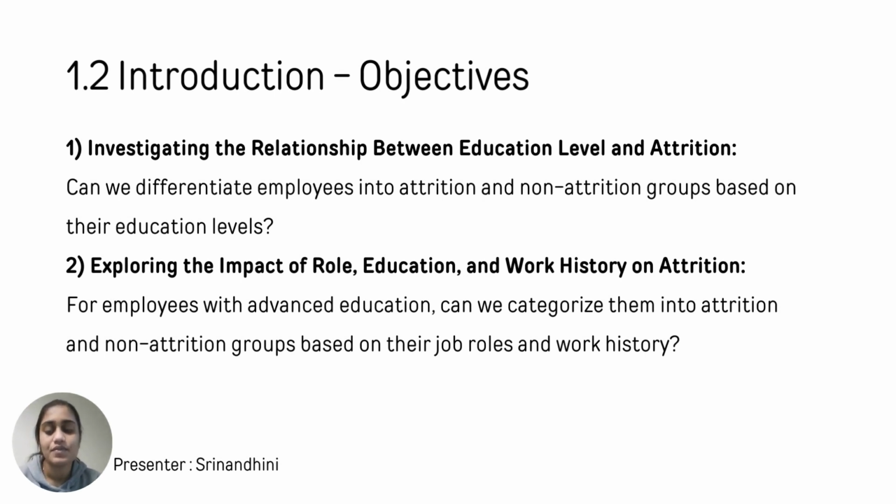The first objective is framed based on education level and attrition. So basically, we were trying to answer the question, can employees be classified into attrition and non-attrition groups based on their education levels? The second objective is based on role, education, and company history in attrition. For example, for employees with higher education levels, can they be categorized into attrition and non-attrition groups based on their role within the company and the number of companies they have worked for?